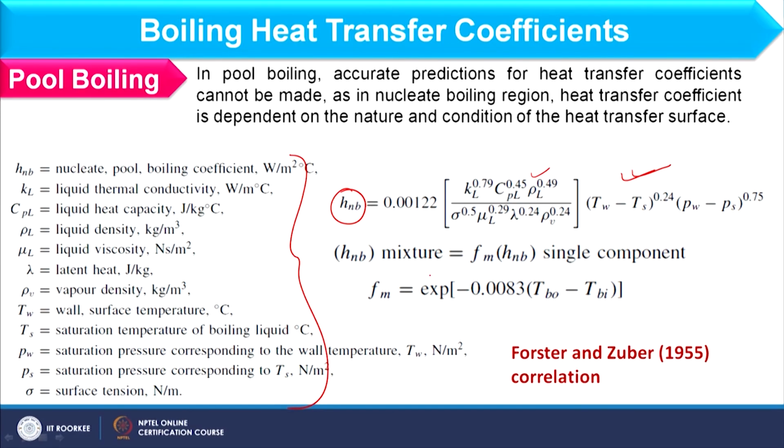All parameters are defined over here. And if I have to use this equation for a mixture, we consider one factor, and that is FM, and HNB, which is this for a single component, because I am having too many properties of a single compound, right. So, this FM is equal to exponential of minus 0.0083 times (TBO minus TBI). It means boiling point outlet and boiling point inlet. Based on these temperatures we can find out heat transfer coefficient in pool boiling, right.